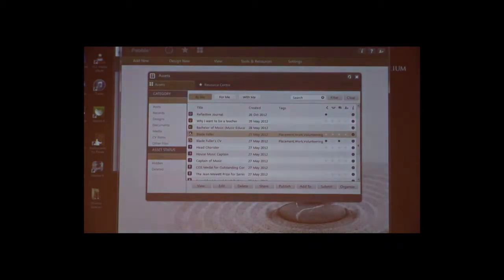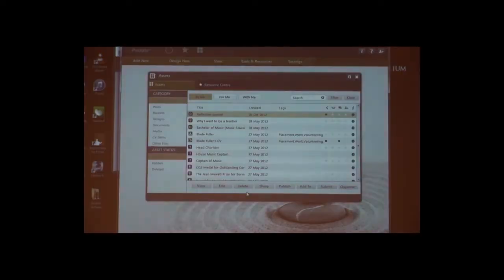But as far as I know, you can publish it to the web. Can you download them? Sorry, Jennifer, you can. I think most of the assets you can. Yeah, well, pretty much everything. Oh, actually, yes, you can.